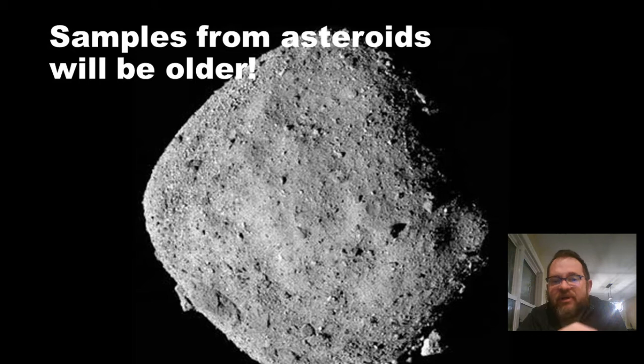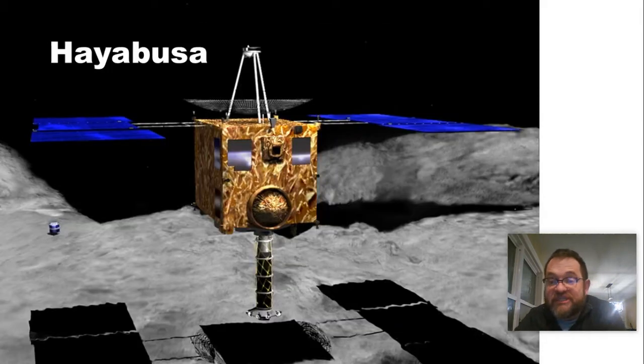Any rock that is part of an asteroid is spectacularly old. It is from literally the original nebula that was condensing and collapsing to form our solar system. So this is why we send missions to go get things off of asteroids.